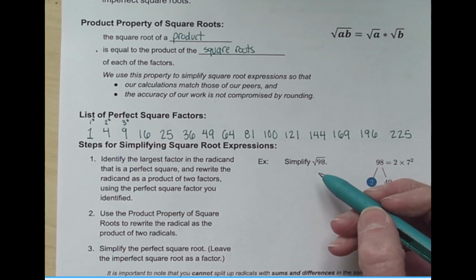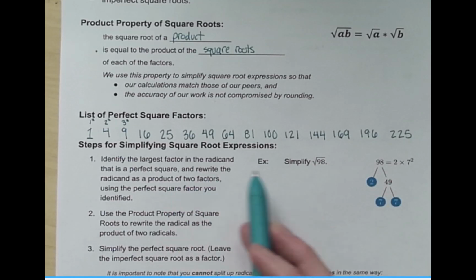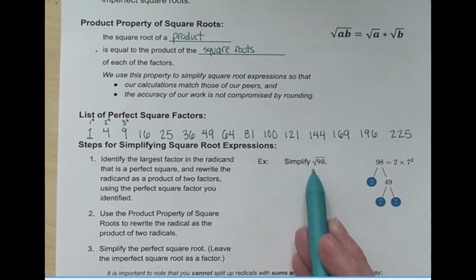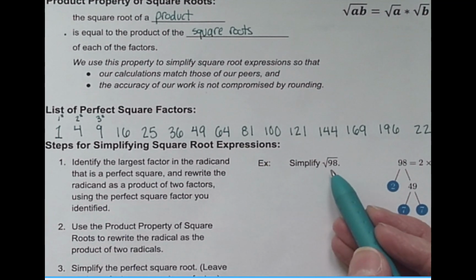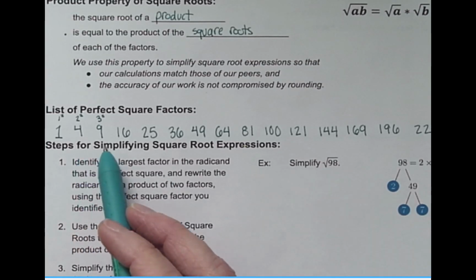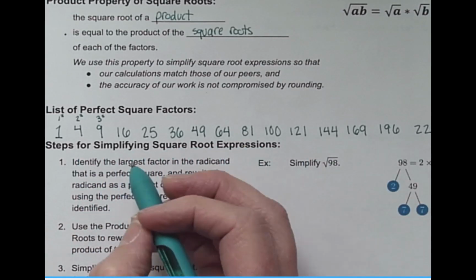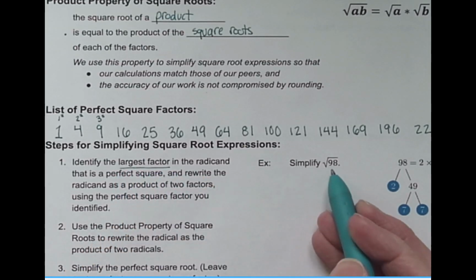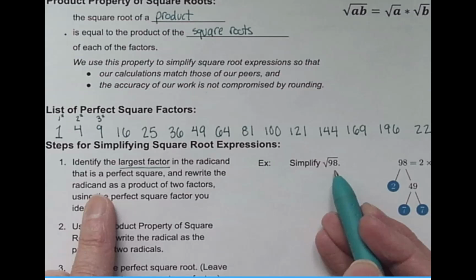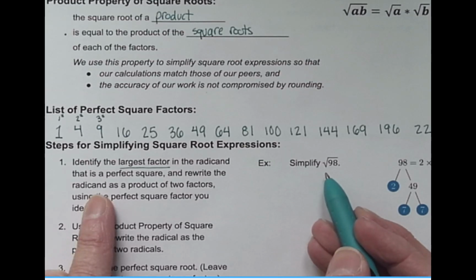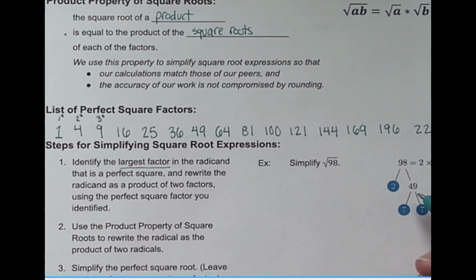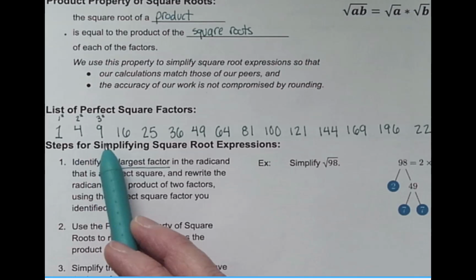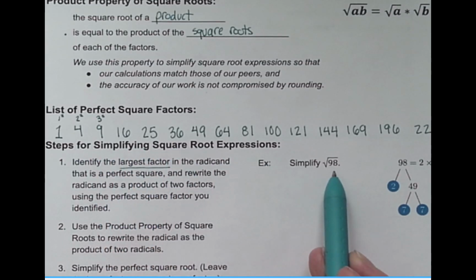So if we want all of our work to look the same when we're done, if we wanted to simplify this radical expression, zoom in just a smooch, then what we're going to do is look for any factors that are perfect squares. In fact, we're looking for the largest perfect square factor in the radicand. And then we'll rewrite the radicand as a product of 2 factors and use the perfect square factor that you identified.